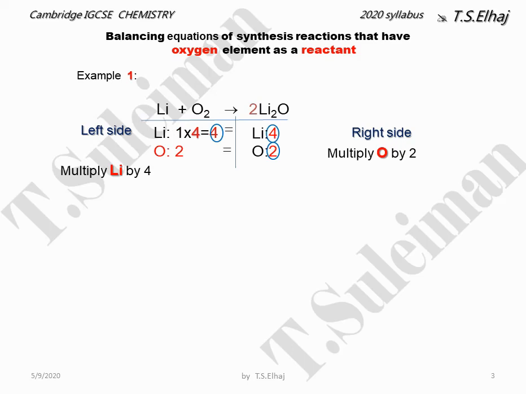And the number of oxygen atoms also stays equal. 2 oxygen atoms on the right side and 2 oxygen atoms on the left side. Then we put the 4 in front of lithium on the left side. We check: 4 lithium atoms on the left side, 4 lithium atoms on the right side, 2 oxygen atoms on the left side, 2 oxygen atoms on the right side. Therefore this equation is balanced.